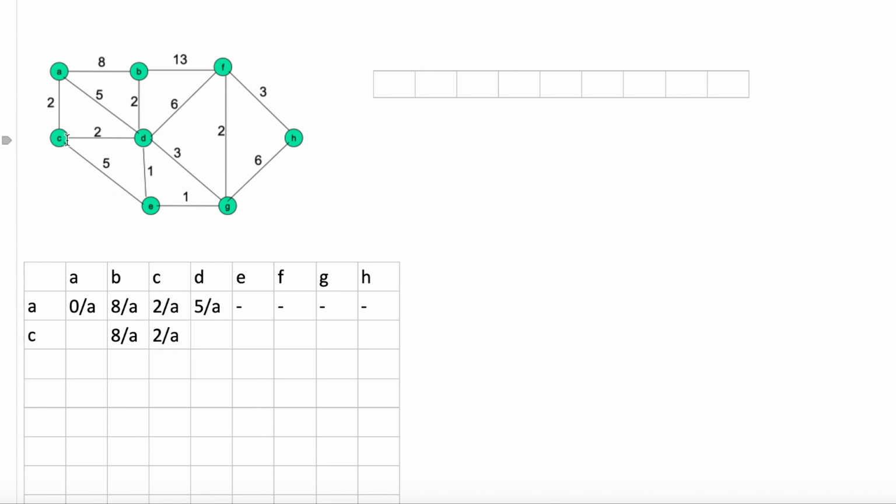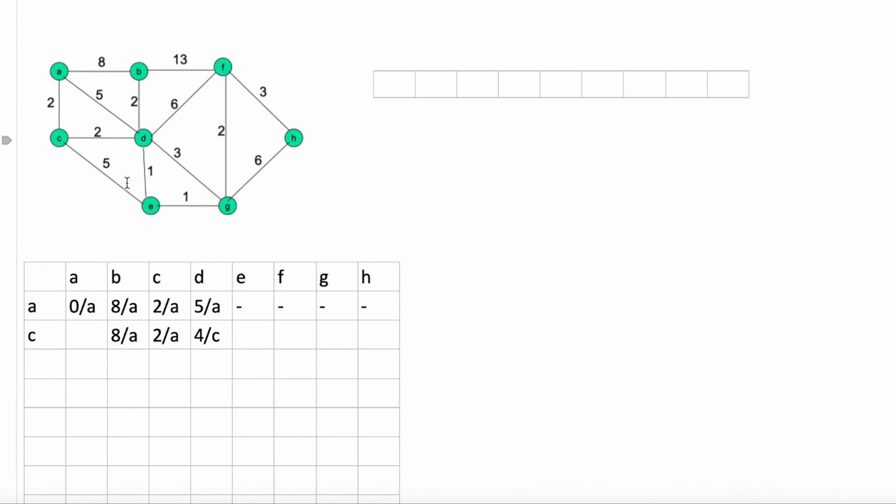And for C to D, C has a weight of 2 from previous value, and now 2 plus 2 is 4, so going to D via C is 4 and it is via C, but the previous value was 5, which was higher than 4. So now we use the relaxation concept and we relax it, and we are going to D via C with a cost of 4, 2 and 2.